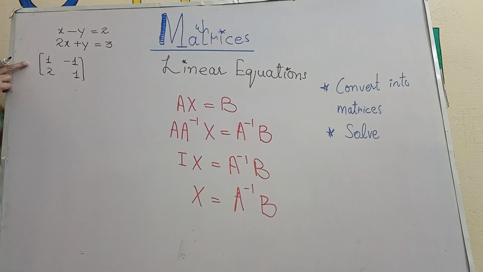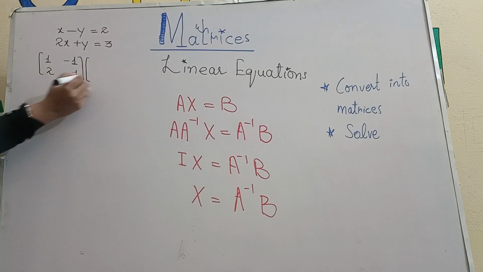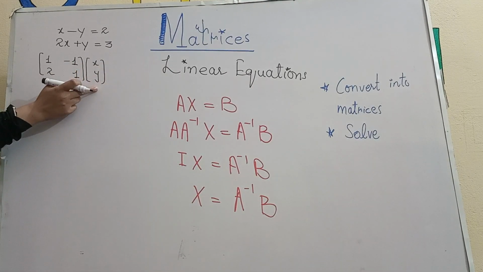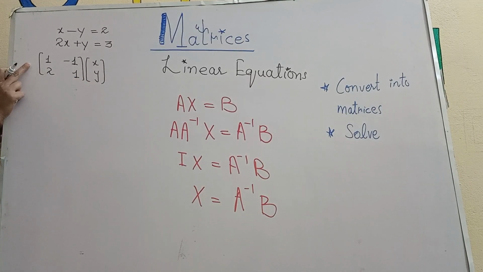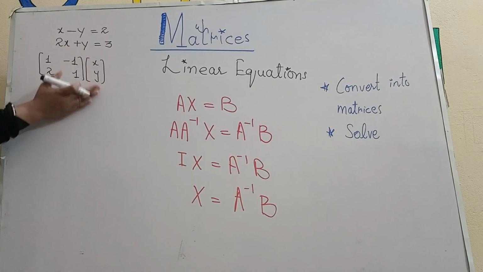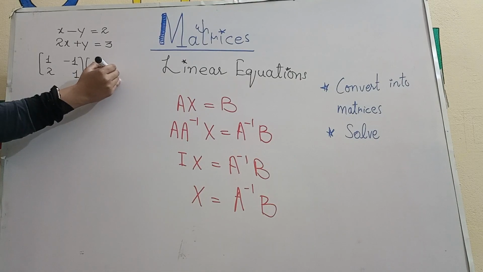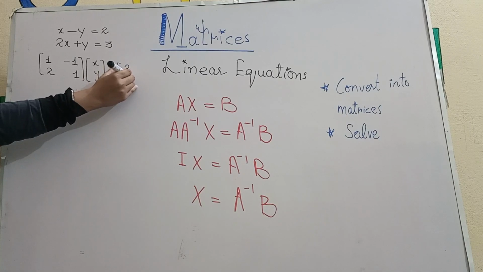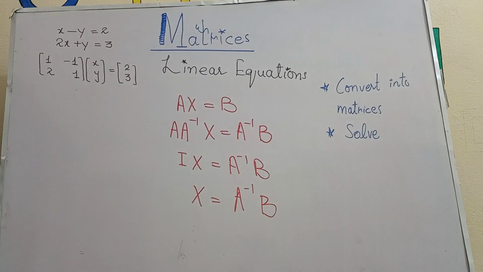So in this way we have created a matrix that contains the coefficients of the equations, and with these coefficients we write the variables that are x and y. Then we have created a matrix that contains the variables, and on the other side these two numbers are going to be written in matrix form. So in this way, the first thing in how to solve linear equations is to convert our equations into matrices.